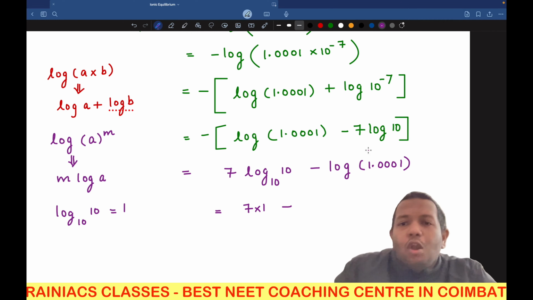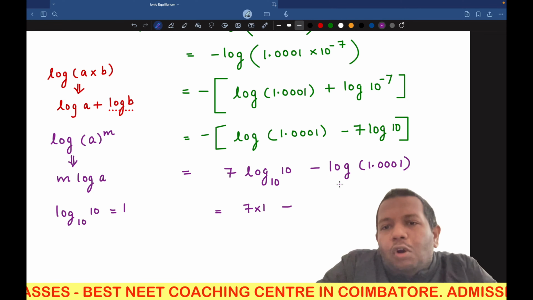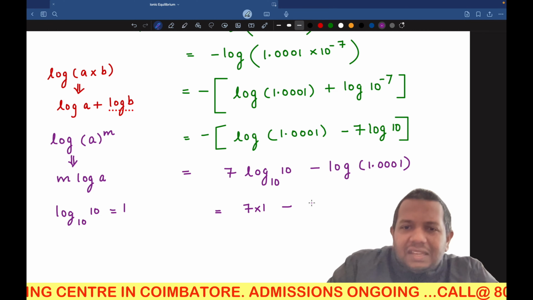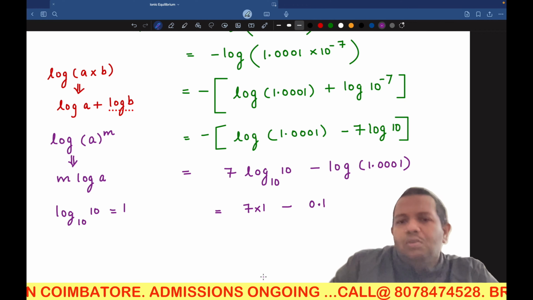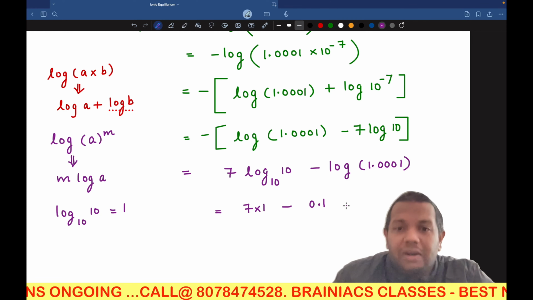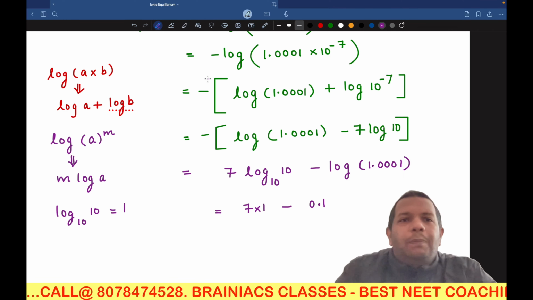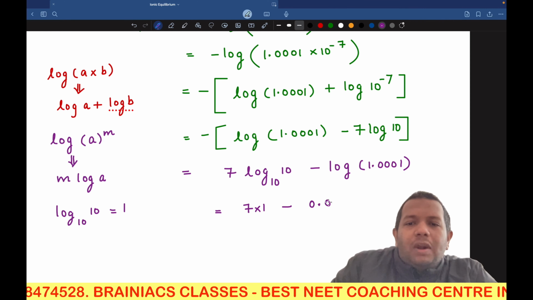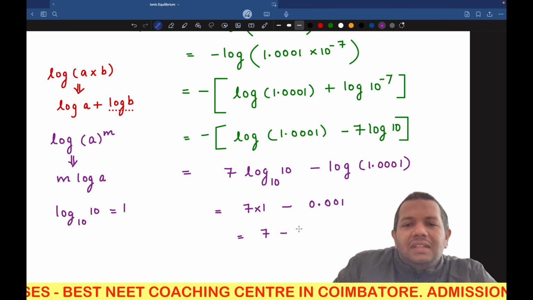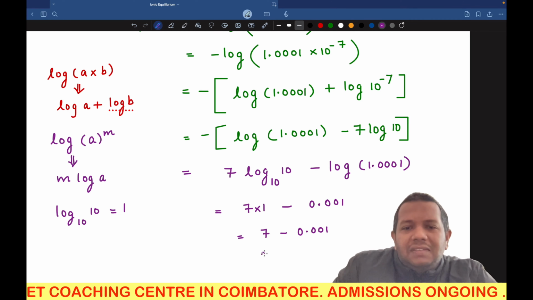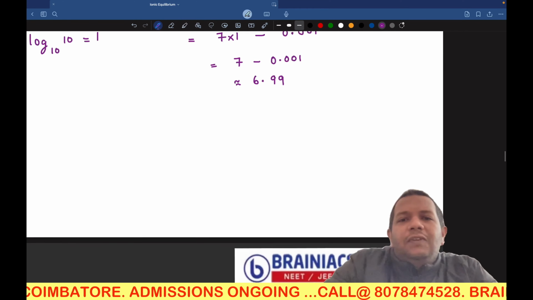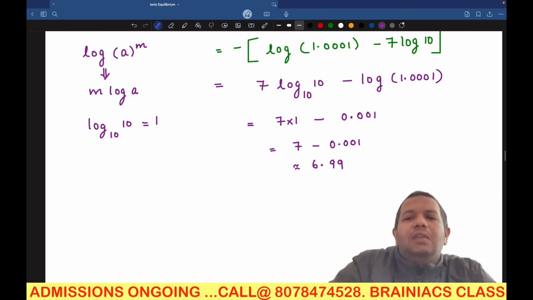So 7 log 10, I can write it as 7 into 1. Okay, minus log 1. Some students will take it as log 1 and will make it 0, and they will write 7 minus 0. Instead, what I am telling is take it as some very minute value. Okay, log 1 is 0, but it is not log 1, it is log 1.0001. So the answer would be some 0.0001 itself. Okay, so here 7 minus 0.0001, that means it is somewhere 6.99. Okay, so what is the significance of this value, sir? What is the significance of this value?